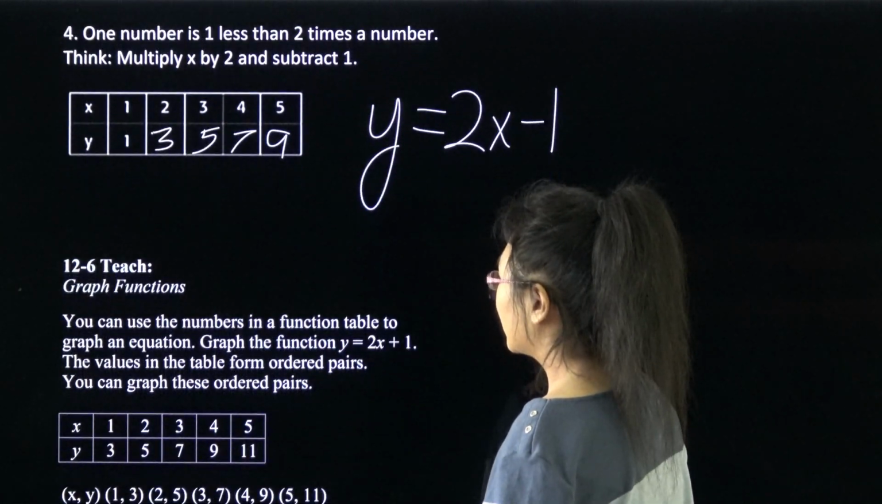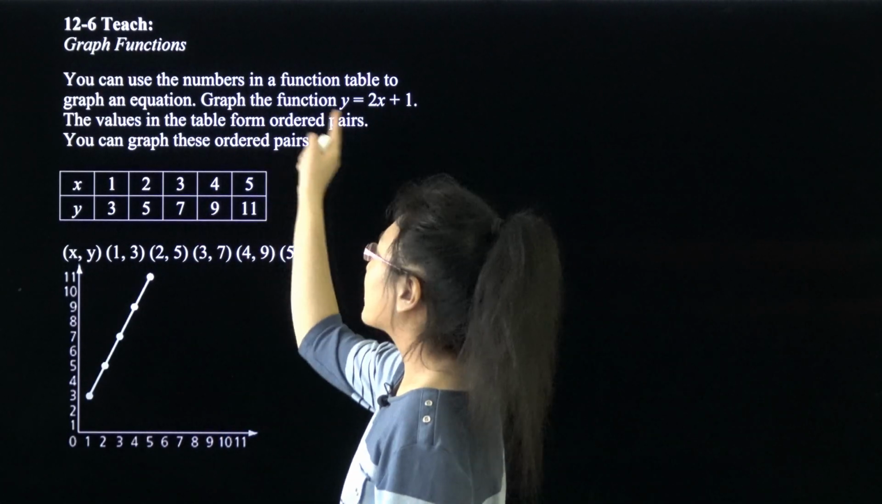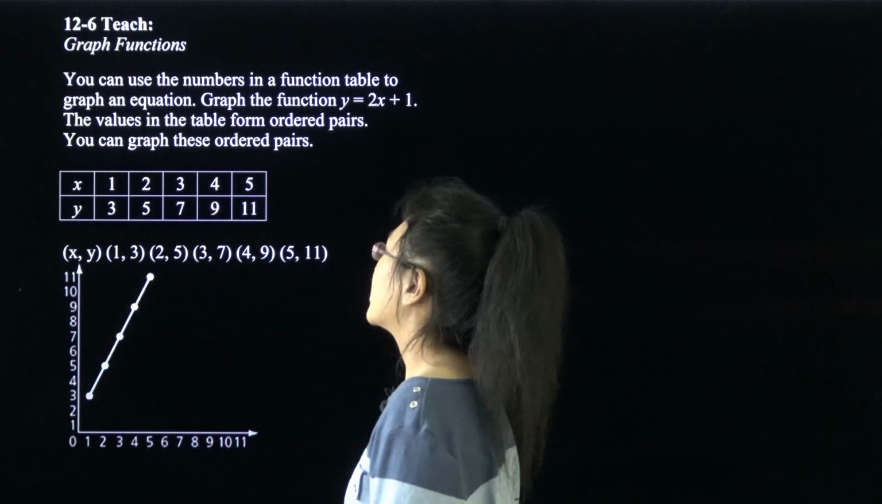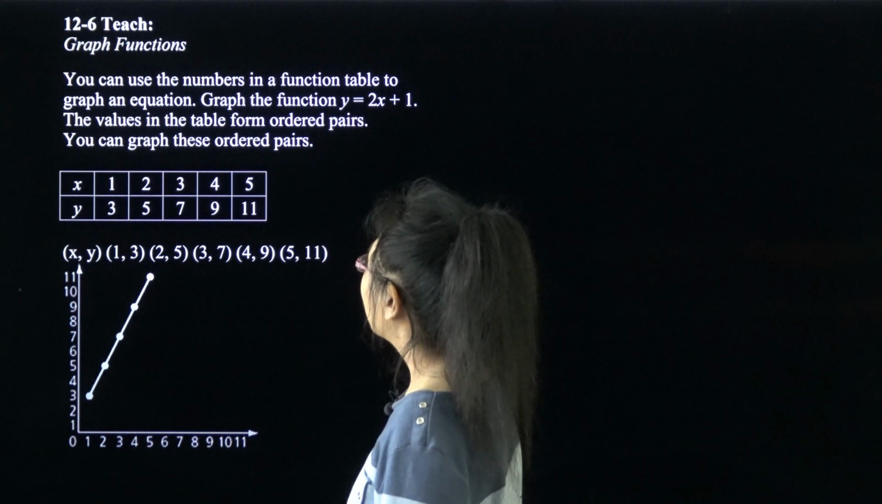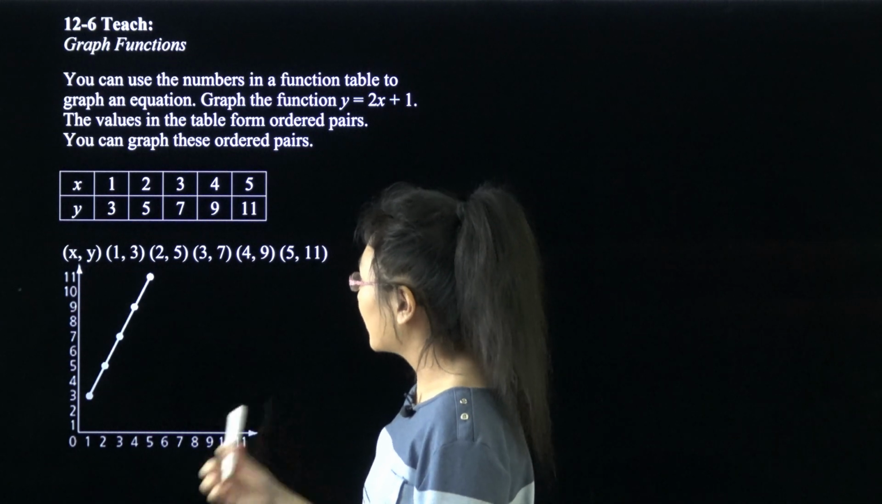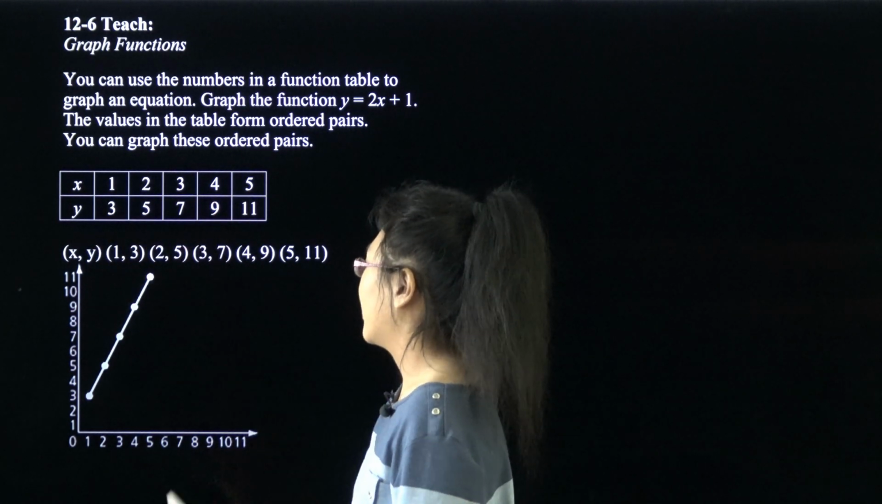Well, we get section number 6, graph functions. You can use the numbers in a function table to graph an equation. Graph the function y equals 2x plus 1. The values in the table form ordered pairs. You can graph these ordered pairs. So this is a table, it's already given to you.